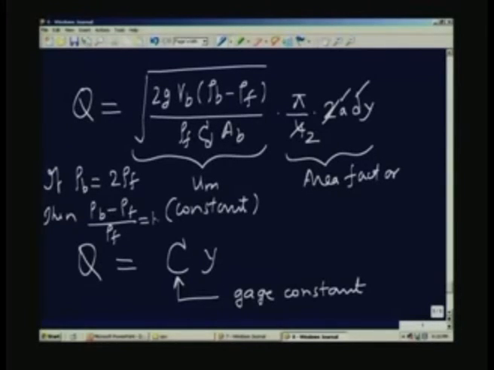So, the density of the bulb and the density of the fluid both drop off, and it becomes a very simple expression. So, this will be 1. It will be the square root of 2G Vb by CD AB, that will be the value of C. This is a specific case where the density is taken equal to twice the density of the fluid, then the density term drops off from the equation.